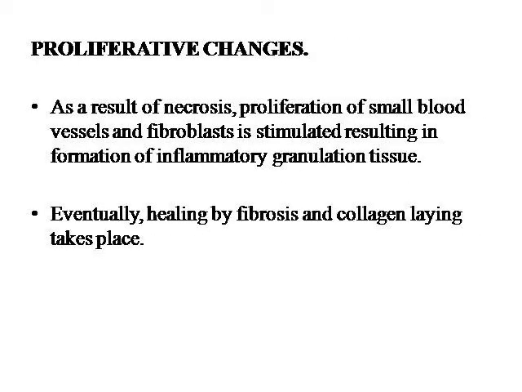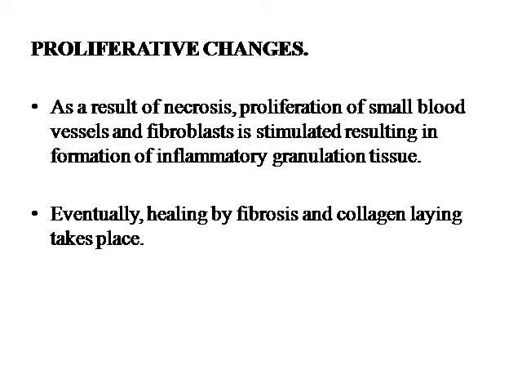Lastly, the general features, which are proliferative changes. Some of the proliferative changes we can find in chronic inflammation. What are those? As a result of necrosis, proliferation of small blood vessels and fibroblasts is stimulated, resulting in formation of inflammatory granulation tissue. So here the proliferation of small blood vessels and fibroblasts takes place at that particular site of chronic inflammation. So we see the formation of inflammatory granulation tissue.